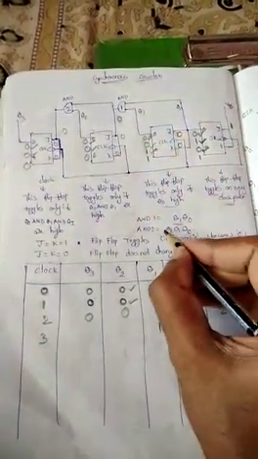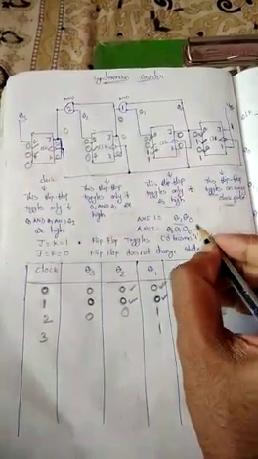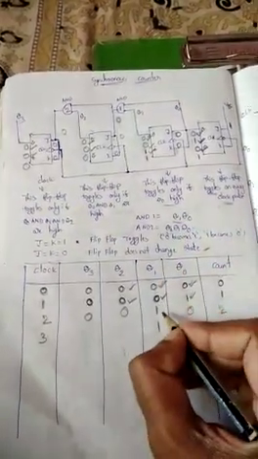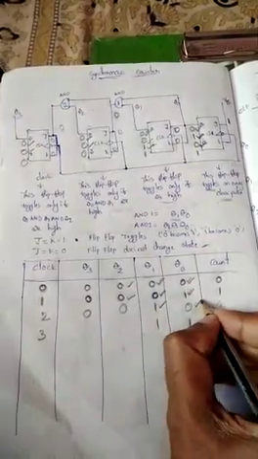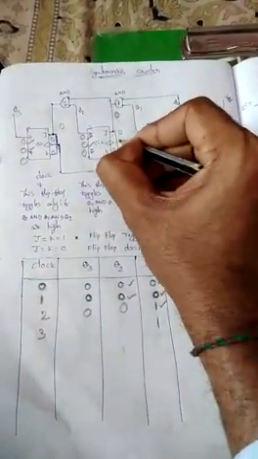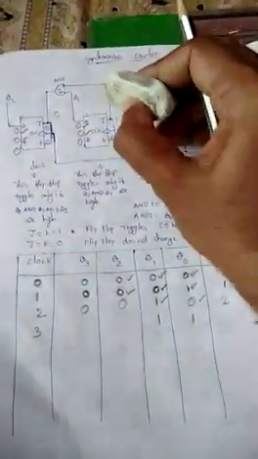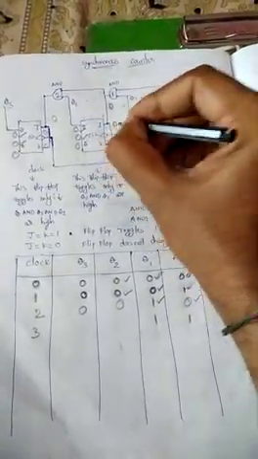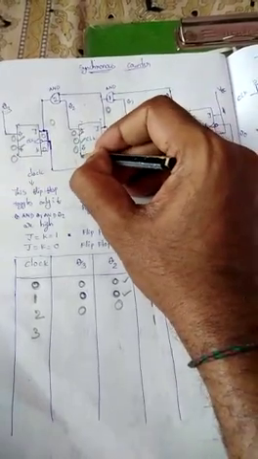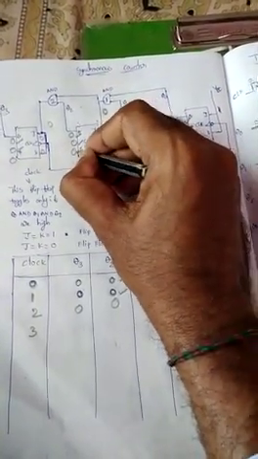AND gate 1 output is equal to Q1 into Q0 of the previous outputs. The previous output of Q1 is 1, Q0 is 0. 0 into 1 is 0. So AND gate 1 is 0. J is 0 and K is 0. So it does not change the state. It carries the previous output value. The previous output value is 0, so the next state output value is also 0.